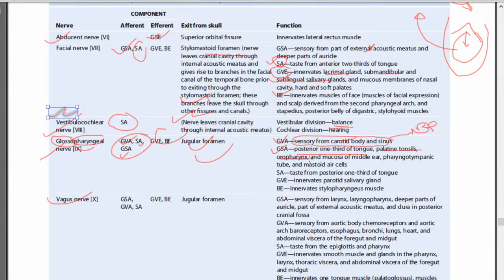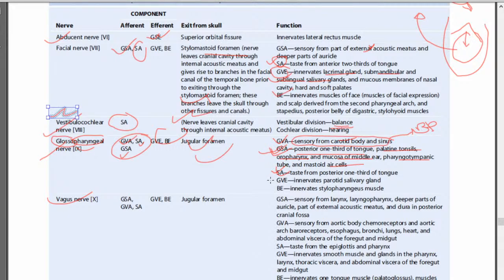Tonsil, oropharynx, the mucosa of the middle ear, the pharyngotympanic tube. Okay, it is special afferent because it carries taste from the posterior 1/3 of the tongue. This is general somatic afferent, because it is somatic, from the posterior part of the tongue, palatine tonsil, oropharynx and middle ear mucosa. It is special afferent because it takes the taste sensation of the posterior part of the tongue.